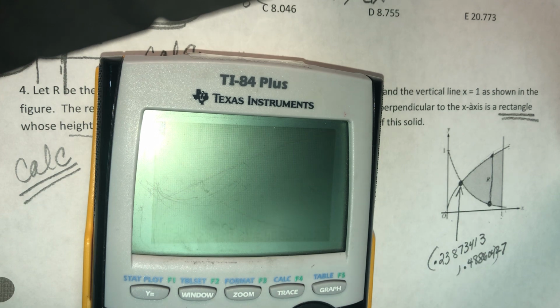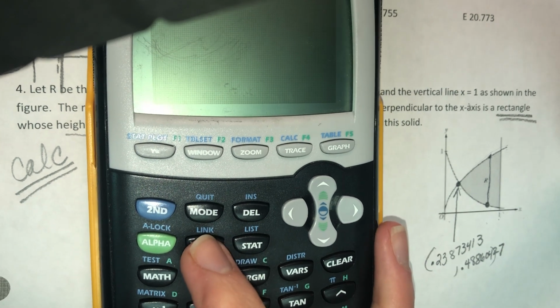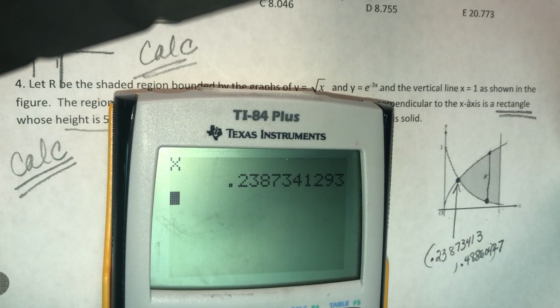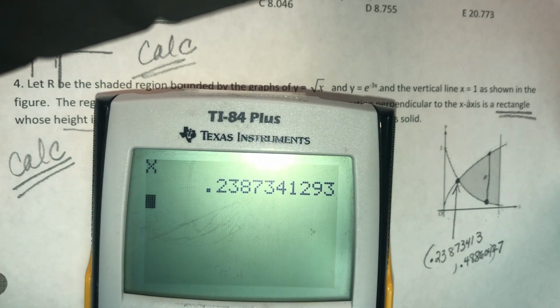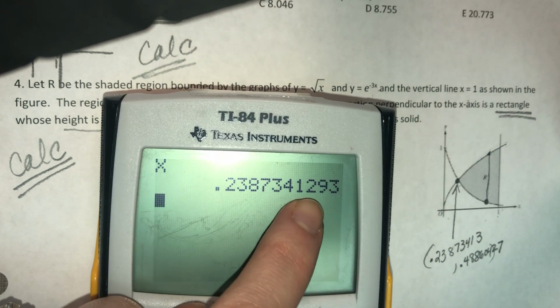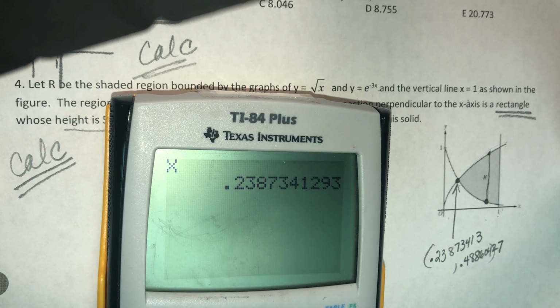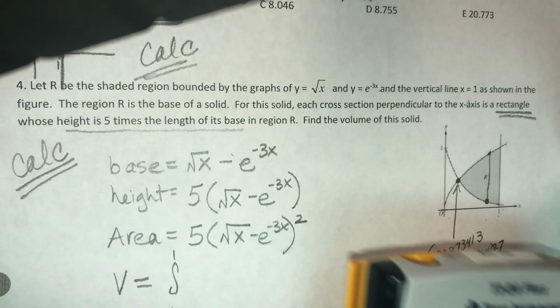If you go to your home screen, second quit, and you just type this button X like you were entering an X in your Y equals and press enter, it saves all those digits, 0.2387341. Actually, it goes a little further, 293 than what we had written down. So it will use all those digits on your home screen now anytime you type the X button until you use your calculator to calculate a different X value.